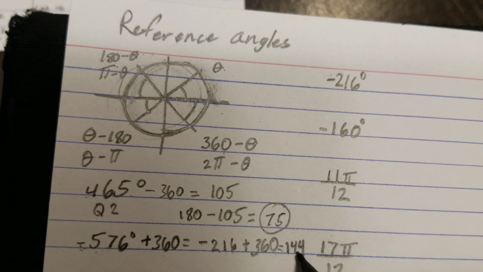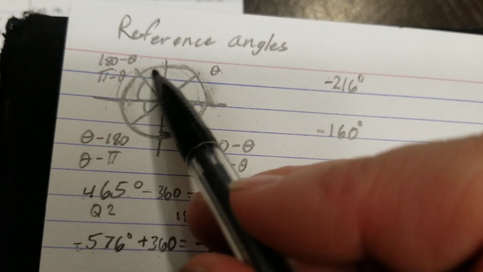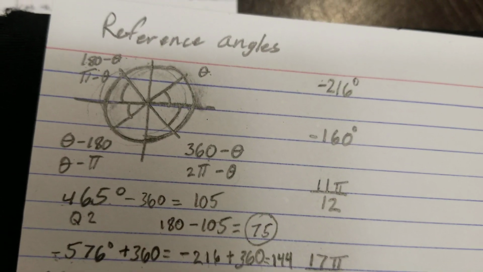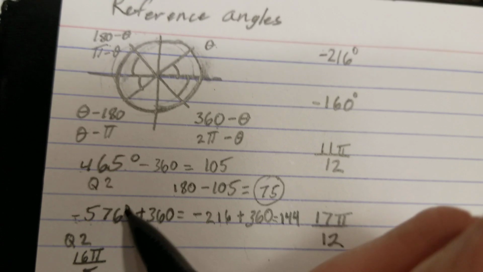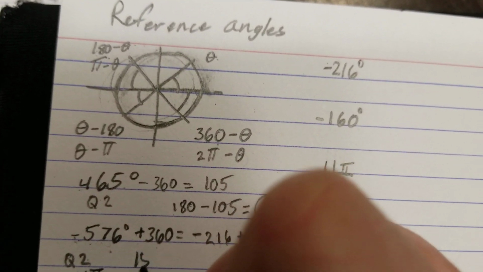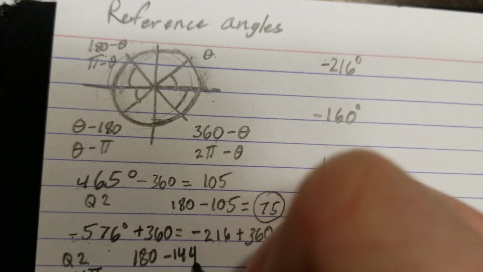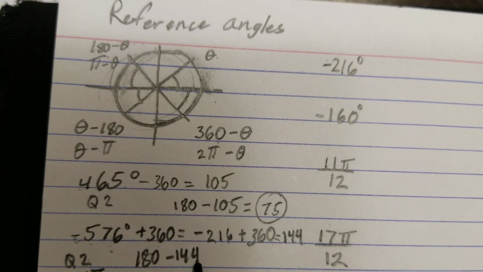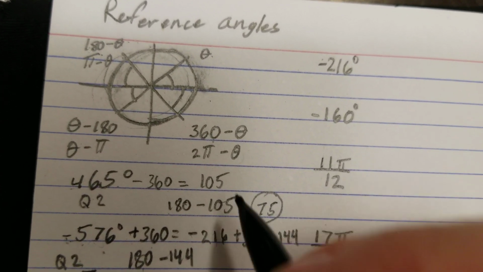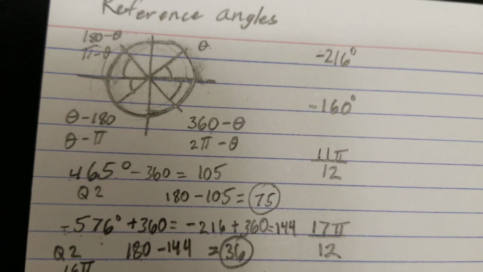Okay, 144. So this angle is going to be over here in quadrant 2 again. So, since we're in quadrant 2, I am going to do 180 minus 144. 180 minus 144, the hundreds cancel, and I am left with 36. That is my reference angle.